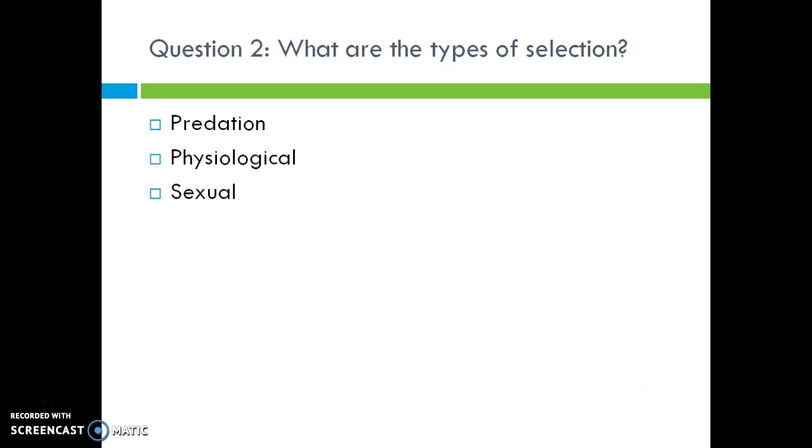So obviously based off of the environmental pressures, we have 3 main types of selection. We have predation selection, physiological selection, and sexual selection. First one, predation selection. It selects for traits. Those traits affect the survival of that individual, of the organism that possesses the traits.